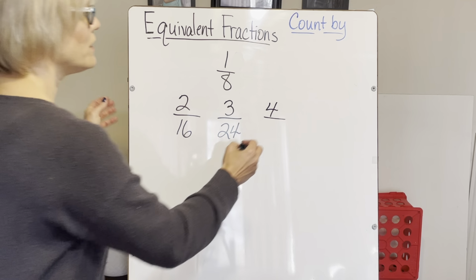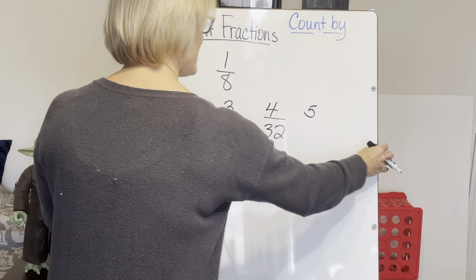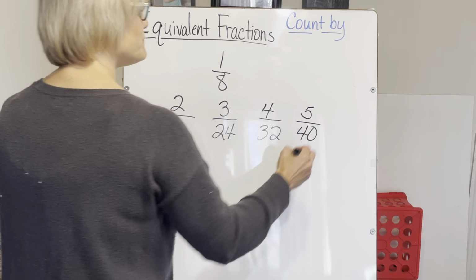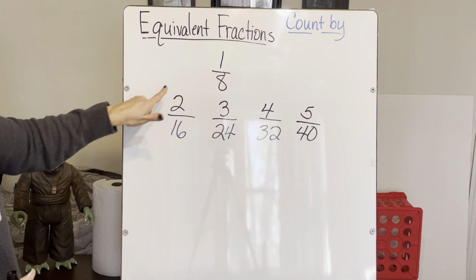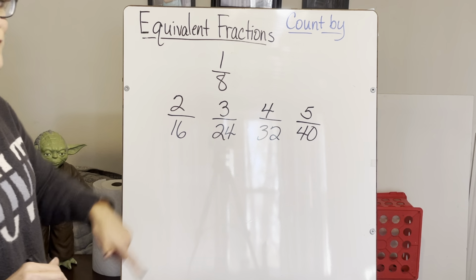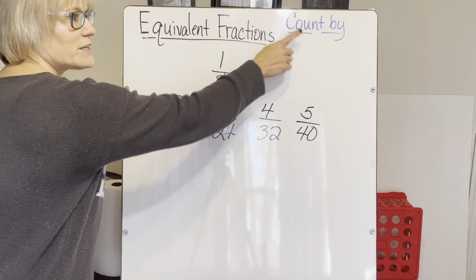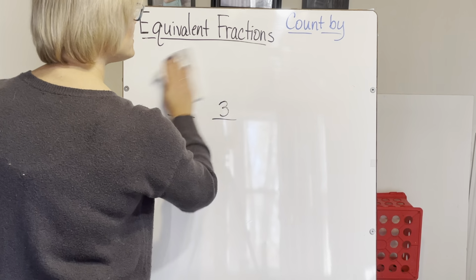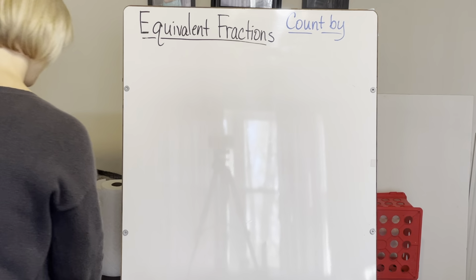8 times 4, 32. All right. Then we have 5 for our numerator. 8 times 5 is 40. Aha. These are all equivalent fractions to 1/8. Interesting. Count bys come in handy. If you learn them in third grade like you're supposed to, they're invaluable.